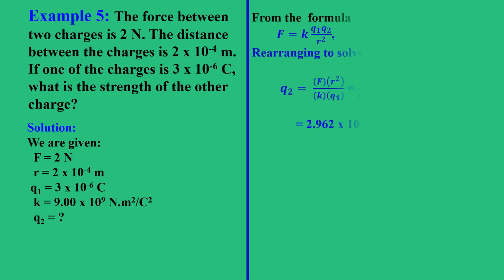So from the formula, F equals K times Q1 times Q sub 2 over R squared. Rearranging to solve for Q2, we get Q2 equals F times R squared over K times Q1. Substituting the values and simplifying, we get Q sub 2 equals 2.962 times 10 to the minus 12 Coulomb.